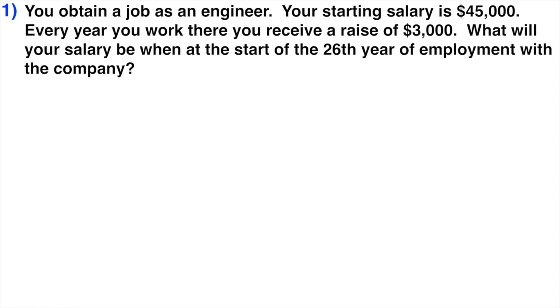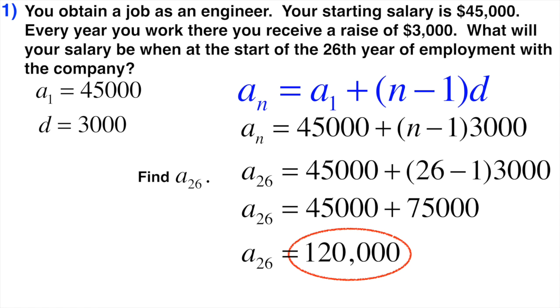So the first thing you're going to need to do here is to set up your formula. After you set up your formula, you can plug in 26 for n. That's my hint. So push pause on the video now. Go through, obtain your answer. After you've obtained your answer, come back and push play. Check your answers here. 120,000 is what you should have obtained for your salary in the 26th year.